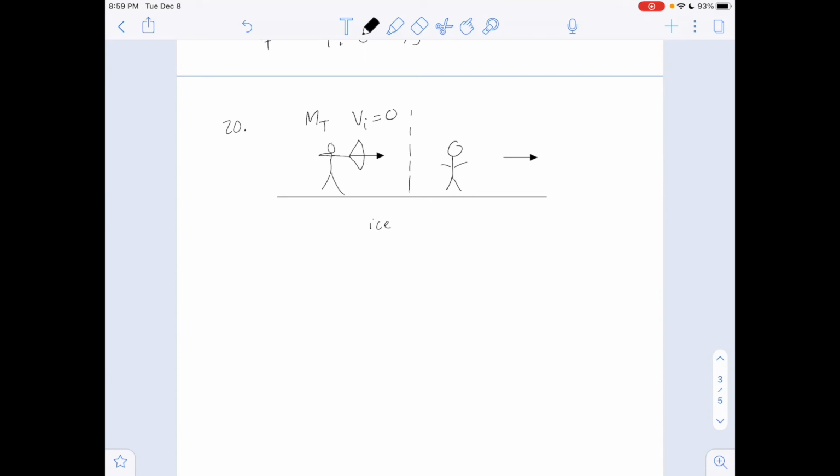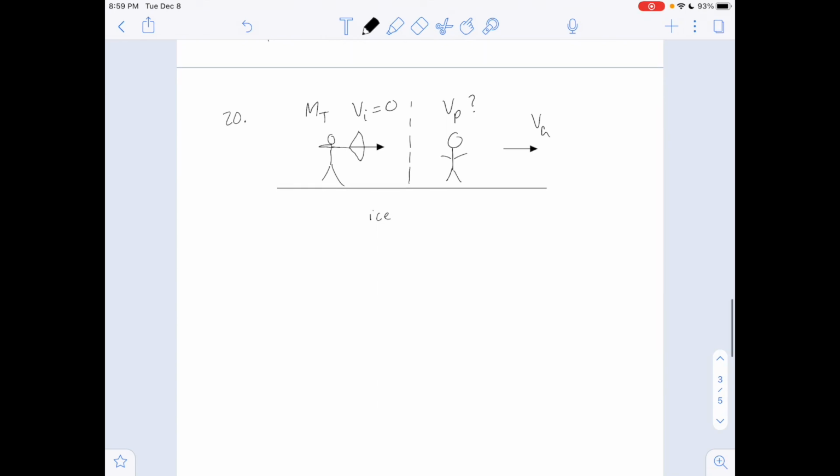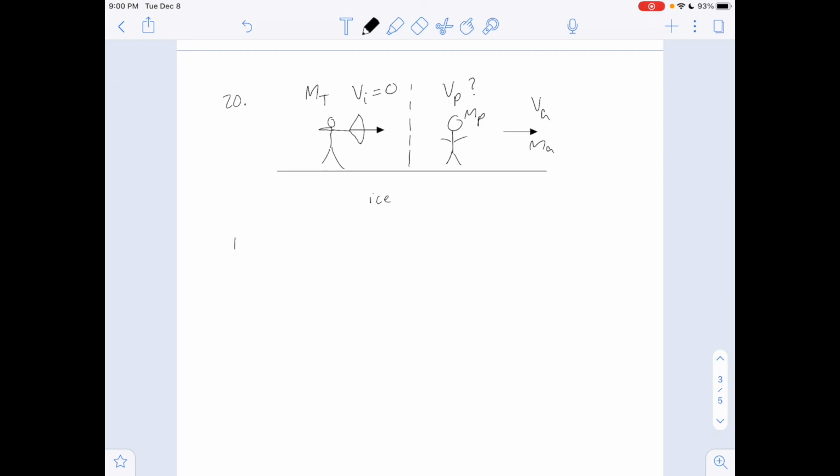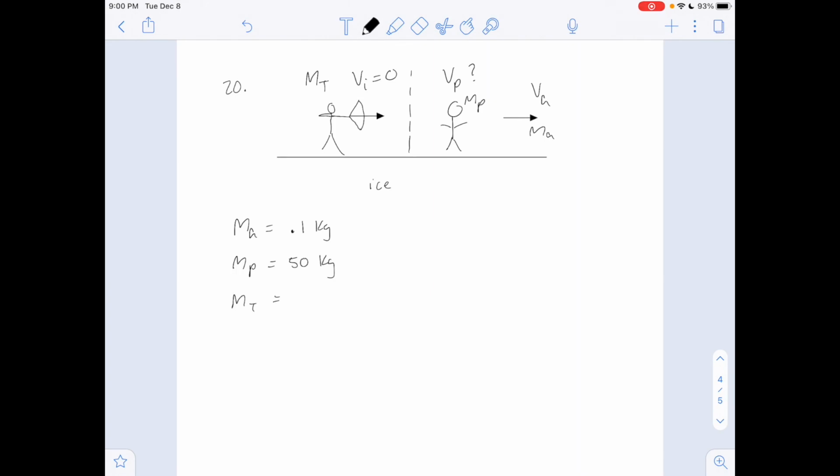Then after the arrow is released, we'll call this V of the person, which is the value that we want to figure out. And then we have the velocity of the arrow, which is moving to the right at a given velocity. So we have the mass of the arrow and mass of the person. Let's write out these values. Mass of the arrow is equal to 100 grams, which is 0.1 kilogram. Mass of the person is equal to 50 kilograms. The total mass is going to be 50.1 kilograms. The velocity for the arrow is equal to 100 meters per second. And we want to figure out what the recoil speed of the archer is, so that's v person.